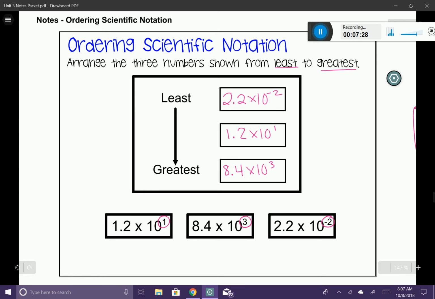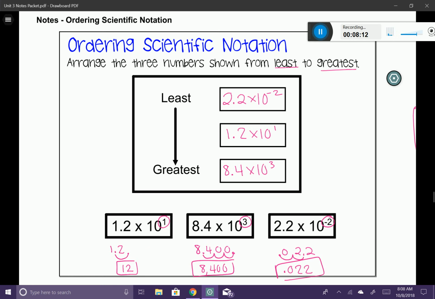Now, all I did to solve that one was use the exponents. But again, I could always write out the number. So I'm going to go ahead and show you what it looks like when you write it in standard form. 1.2, I'm going to move it 1 space to the right, giving me a standard form of 12. 8.4, I'm going to move it 3 spaces to the right, 1, 2, 3, making this a big number, which is 8,400. And then my last number, it's a negative exponent, so I'm going to be moving the other direction this time to make it a small number, 1, 2. So 0.022. So if I were to order these from least to greatest looking at those 3 numbers, again, I would have the order that I have above.